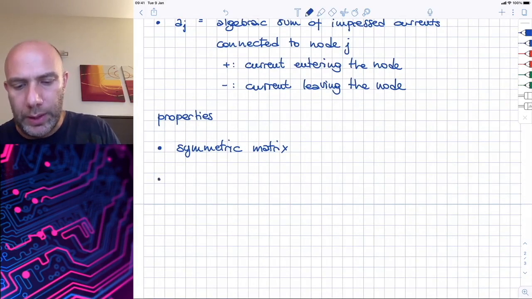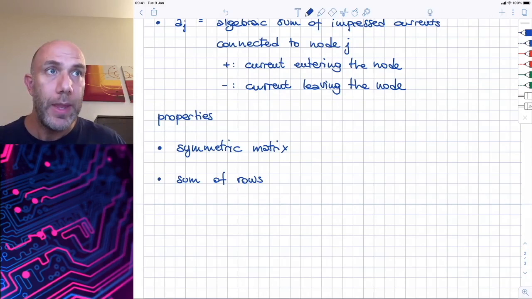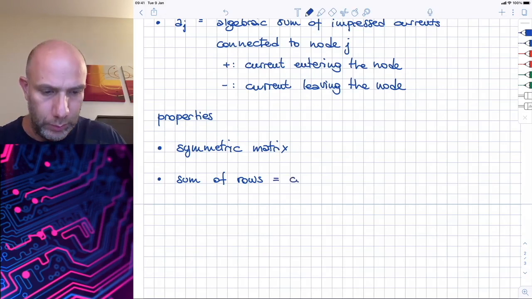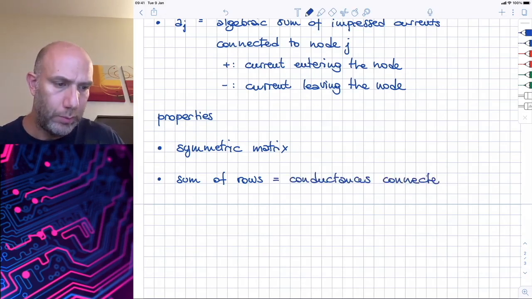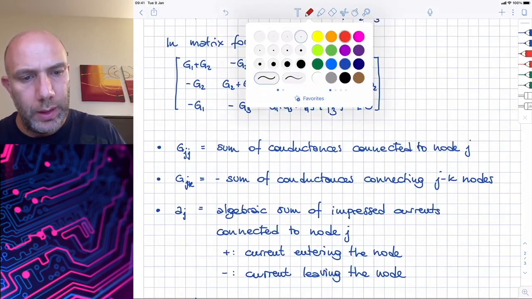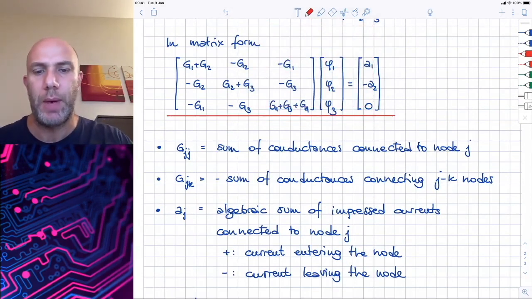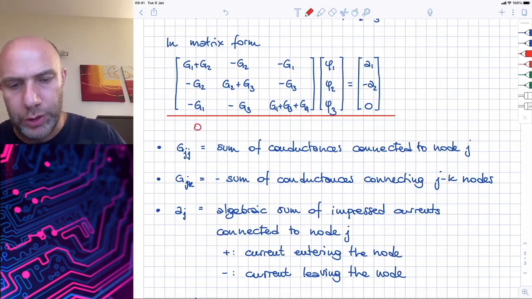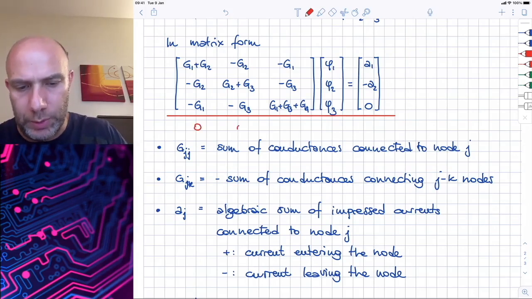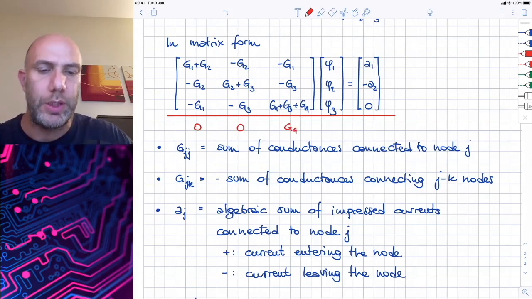The second property is that the sum of the rows of the coefficient matrix represents the conductances that are connected to node 0. For example, if we calculate the sum of the rows for the coefficient matrix, we have 0 in first position, 0 in the second position, and G4 in the third position.